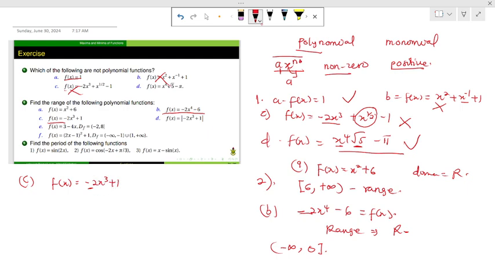Now, what about when x is positive? When x is positive, when I put, let's say, 2 inside, I'll get 2 to the power 3, making it 8, right? So with this 8, I'll multiply negative 2 by 8. When I multiply, I'll get negative 16. Then I'll add a 1. Then I'll get negative 15.